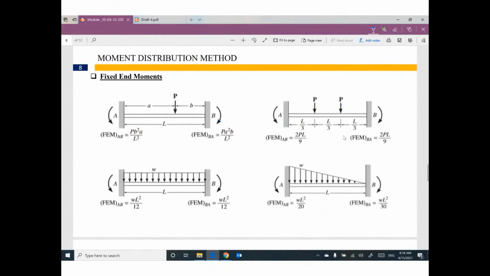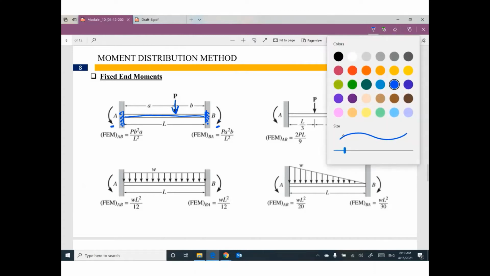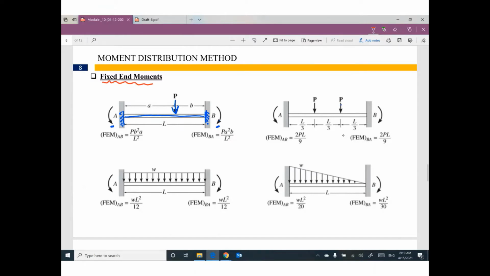Guys, last meeting also I told you, if we assume each member in the beam as fixed supports, based on the case of the loading, I can figure out the moment at this fixed end. This fixed moment will be called fixed end moments. We assume each member as fixed.